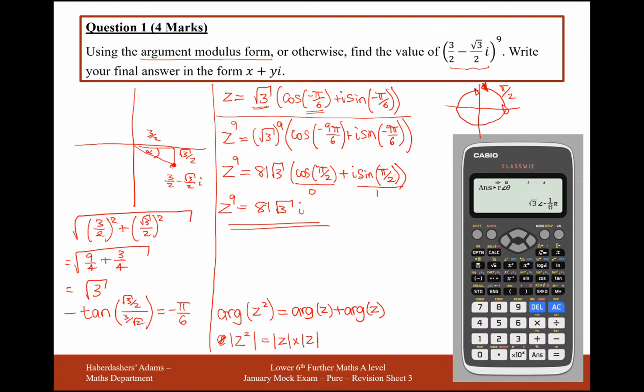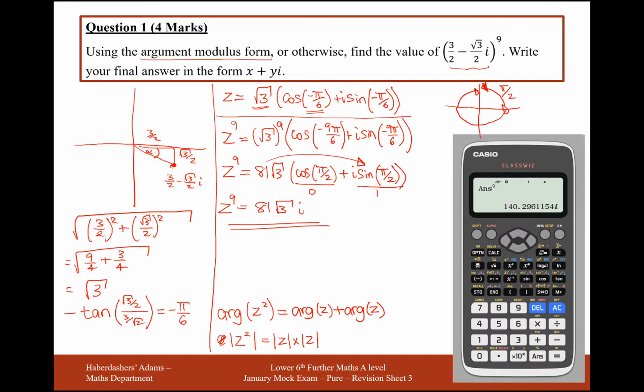The reason we need an i here is because our 1 is times by an i here. So when you expand the bracket with this times this, you're going to get 81 root 3 times by 1i, so you get 81 root 3i. We can also check this on our calculator. Type in your complex number again, and then do answer to the power of 9, enter, and you get 140.3i, which is the same as you'd get if you do 81 root 3i. Okay, 4 marks.